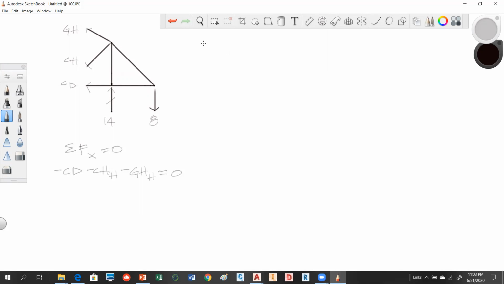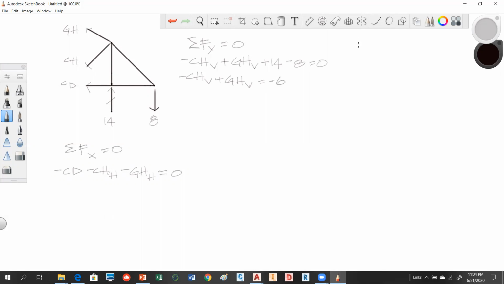So solving sum of forces in Y, we're going to get minus CHV, we're going to have plus GHV plus 14 minus 8 equals 0, and we get CHV plus GHV is equal to minus 6. So we don't get a whole lot of resolution out of that.